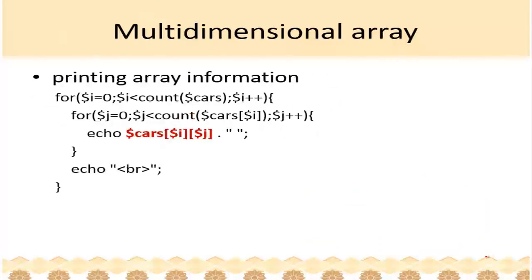So how do I retrieve the values? You are already familiar. You have to supply two indices. The first one is the row. The second one will be the column. So row and column you can supply.